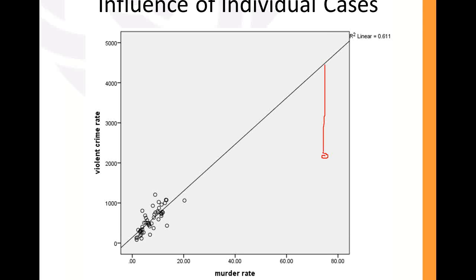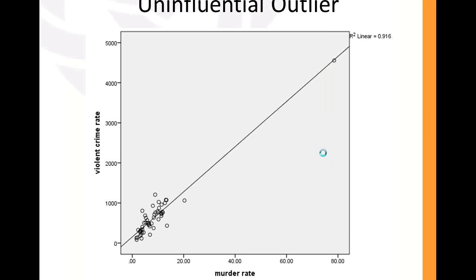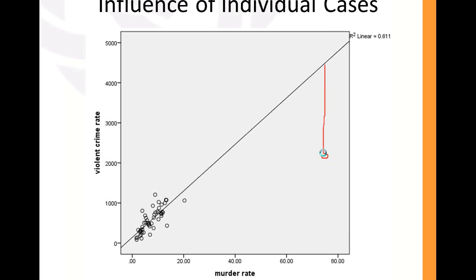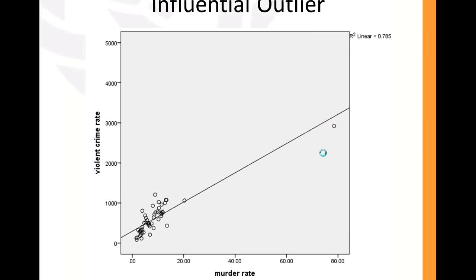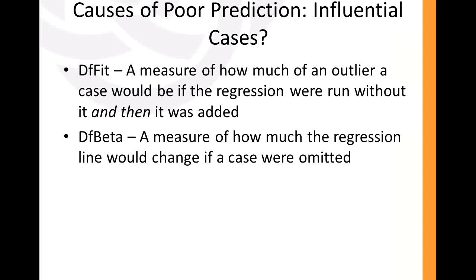The other piece of information is DF beta, which is basically saying how much would the line change if you include the outlier. So it's basically saying, okay, going from that to this, right? The line changes, and what's the extent of the change of that line of best fit. So that's what these 2 pieces of information are telling us.